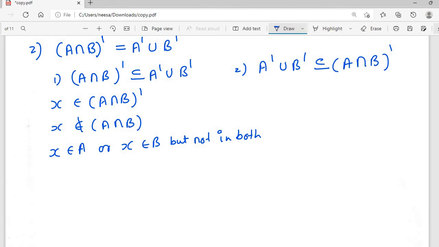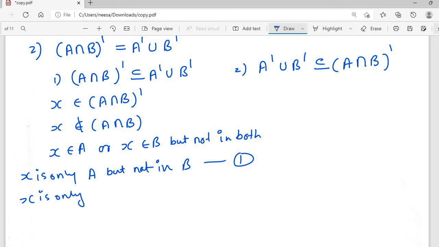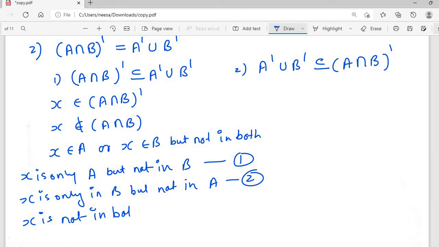What are the possibilities? That X is only in A, but not in B. This is the first possibility. What is the second possibility? X is only in B but not in A. This is the second possibility. And what is the third possibility? That X is not in both. X does not belong to A, and even X does not belong to B, right? So this is the condition number 3.